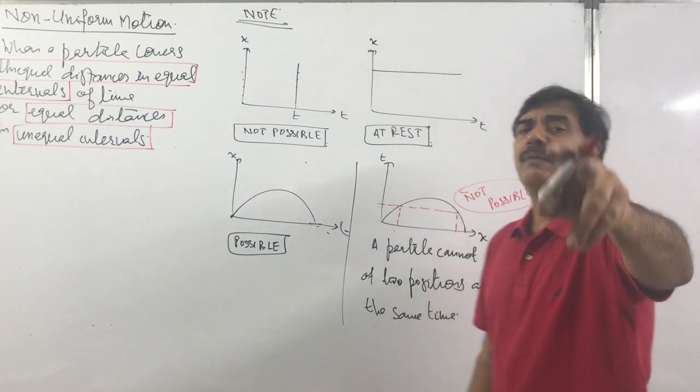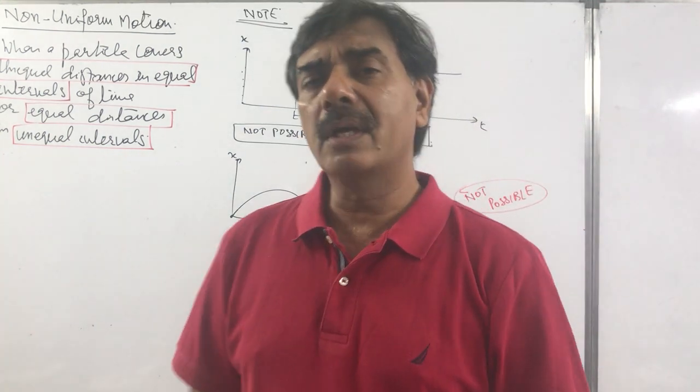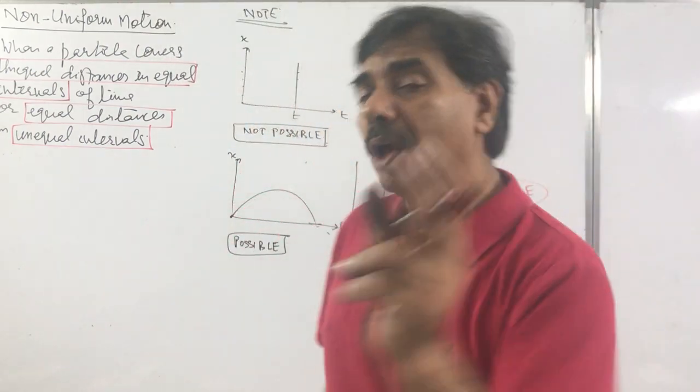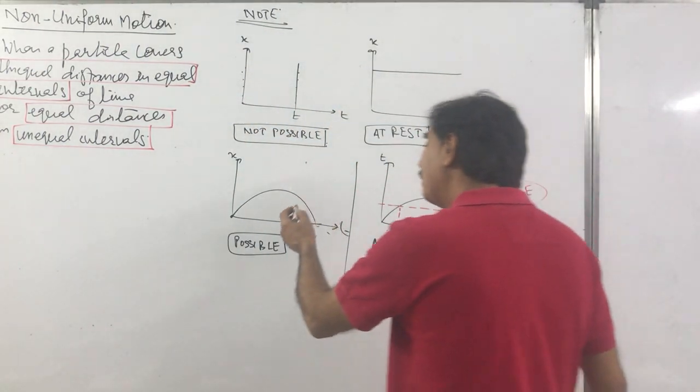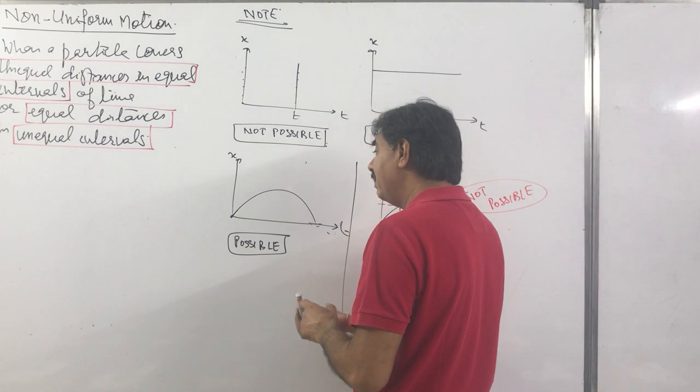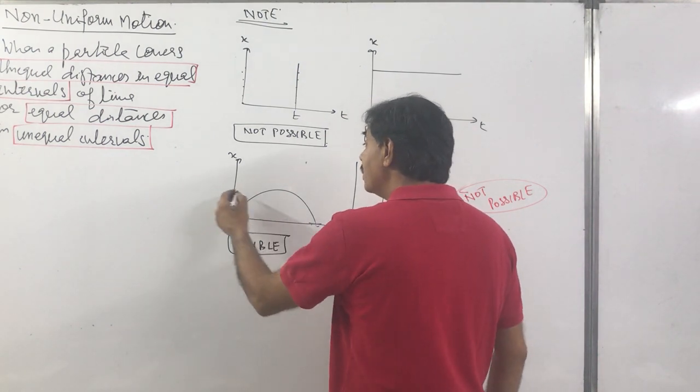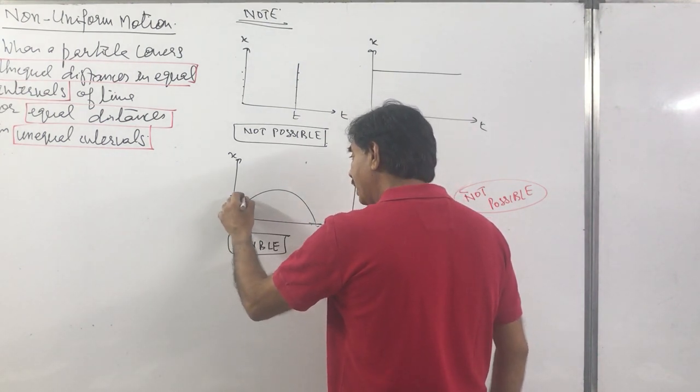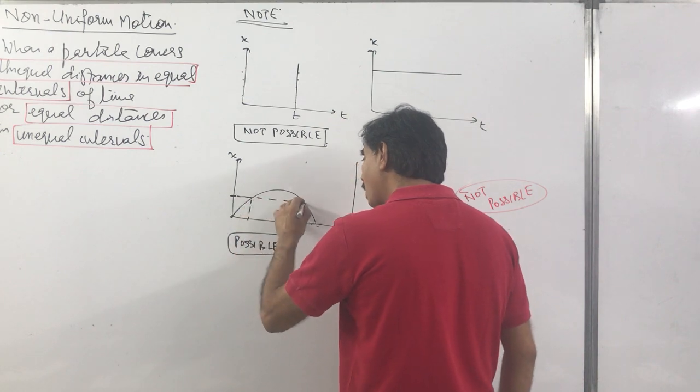A particle can never have two positions at the same time. A particle can never have two velocities at the same time. This graph is showing that a particle can be at the same position at two different times. Why not?